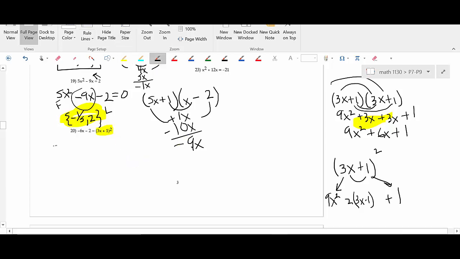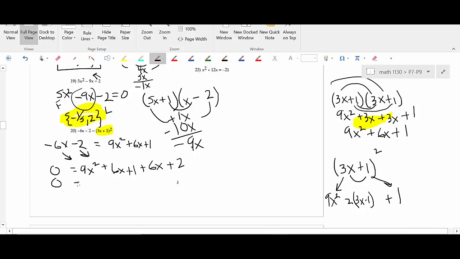Okay, so what I'd have from here is, you want to bring this down as negative 6x minus 2, and then this would be 9x squared plus 6x plus 1 like that. And then we're ready to solve, so what's next? What do you do next? Move everything to one side so that you get 0. I'm going to choose to move these two things. So I'll have 0 equals 9x squared plus 6x plus 1 plus 6x, and then plus 2 like that. Okay, so that's going to end up giving me 9x squared plus 12x plus 3 is equal to 0.